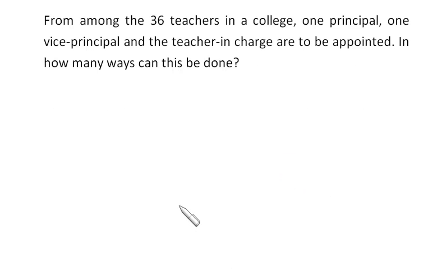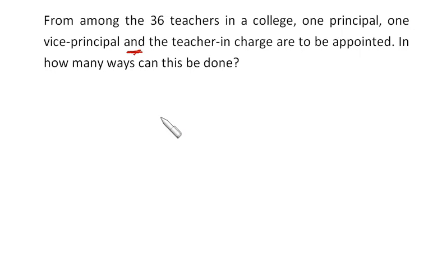Now from among the 36 teachers in a college, one principal, one vice principal and the teacher in charge are to be appointed. In how many ways can this be done? So now we have to make the three appointments and the three events are going simultaneously. That means all the three events are to happen. One principal and one vice principal and the teacher in charge.